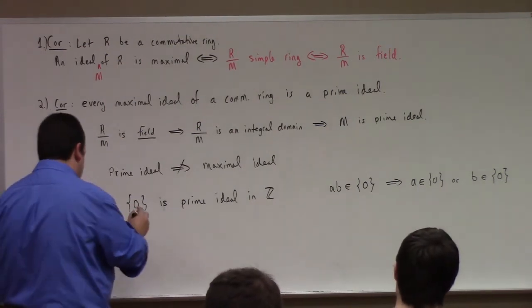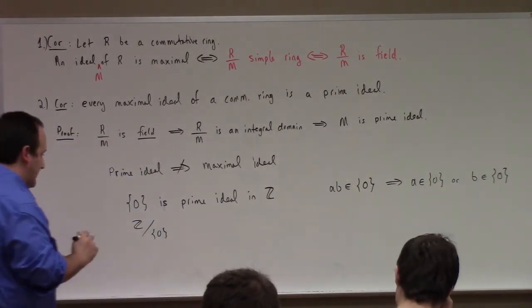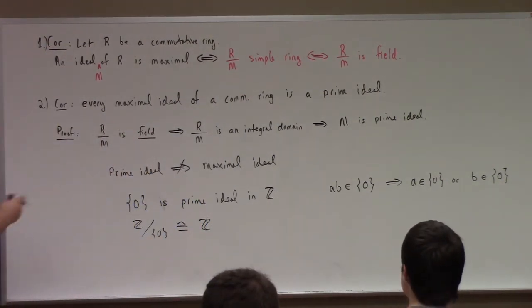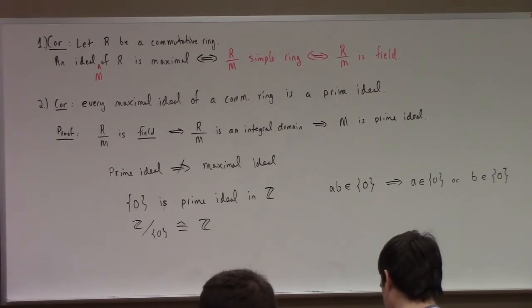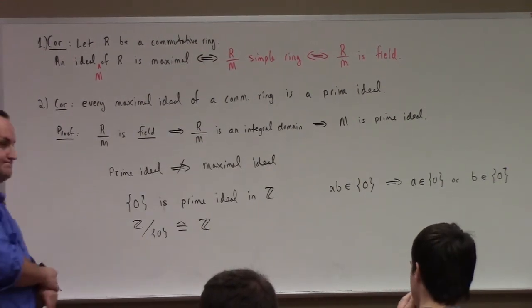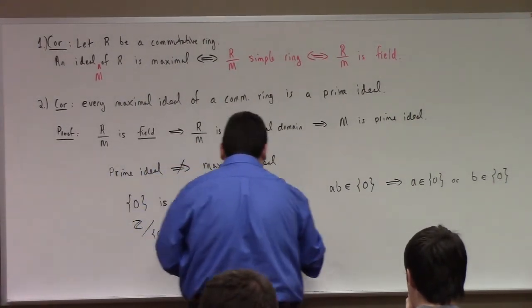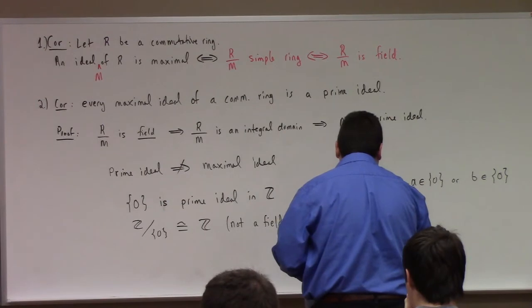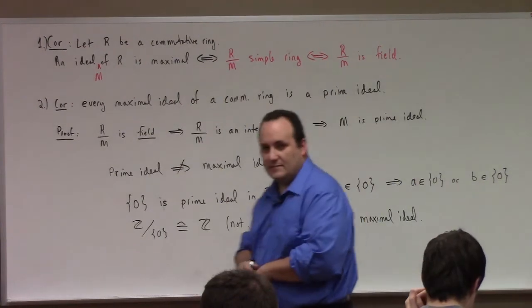So notice that Z mod 0 is isomorphic to what? Z again, right? So we have Z mod a prime ideal is Z again, but is Z a field? It is not. Therefore, 0 is not a maximal ideal. Of course, I think you could prove that 0 is not a maximal ideal through more direct methods as well.